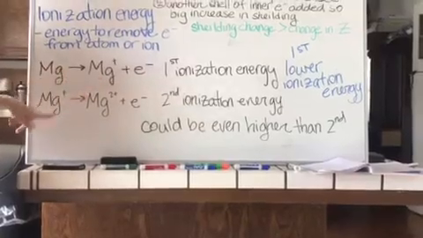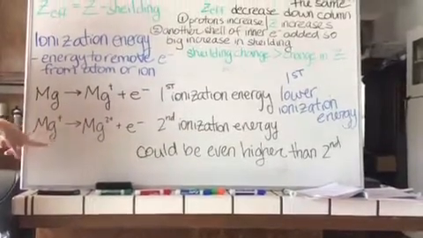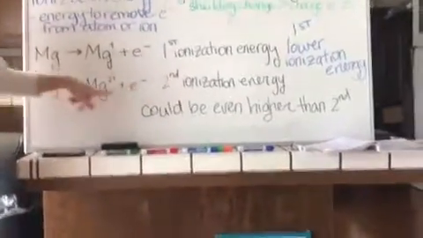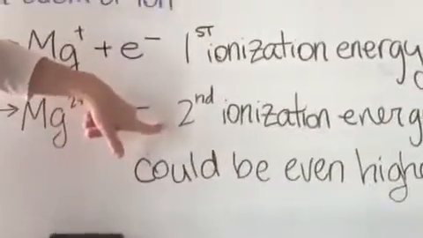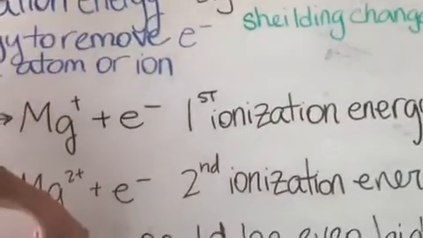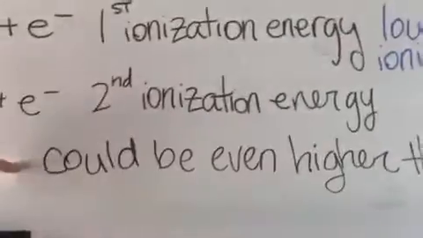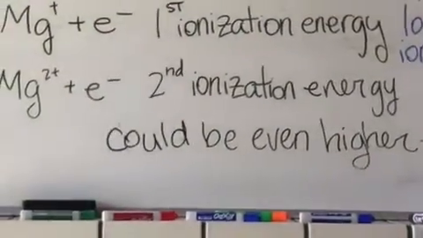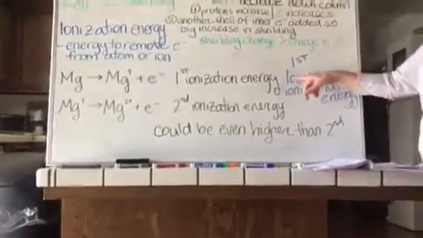And then once it has that positive charge, and another electron comes off to give it that 2 plus charge, that's the second ionization energy. And then they could be even higher than that. You could have a third or a fourth or a fifth ionization energy. What's important, and what we're going to talk about in terms of the trends, is the first ionization energy.